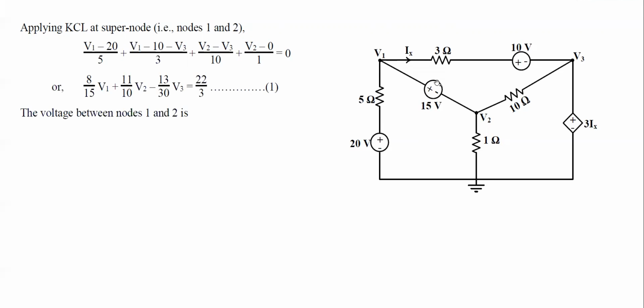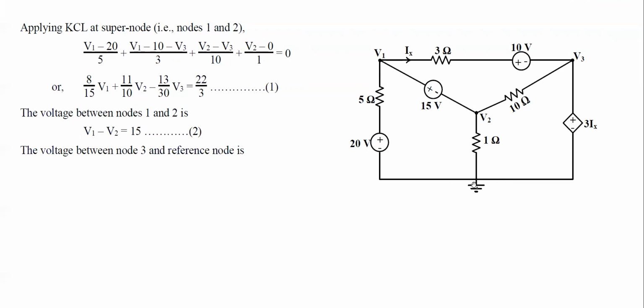Now, since there is a voltage source connected between node 1 and node 2, the node voltage is V1 at the positive terminal of this voltage source, and the node voltage is V2 at the negative terminal of the voltage source. So we can easily write V1 minus V2 equals 15. This gives equation 2.